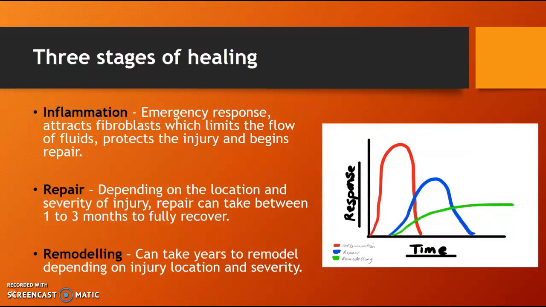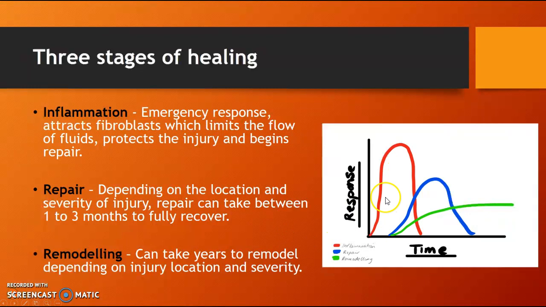Okay, now moving on to the 3 stages of healing. The first stage of healing is inflammation. This is the emergency response of the body, and it attracts fibroblasts, which limits the flow of fluids and protects the injury, which then allows the process of repair to start. Then repair, depending on the location and severity of the injury, can take between 4 weeks and 3 months to fully recover. And then the final stage is remodeling, and this can take years for an injury to fully remodel, depending on the injury location and severity.